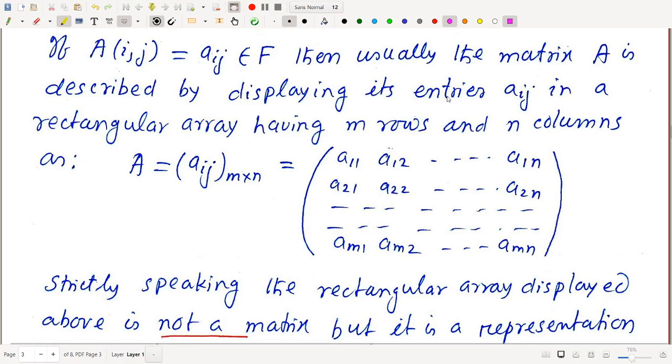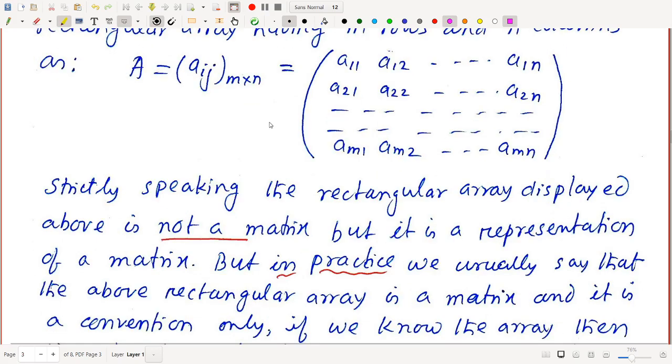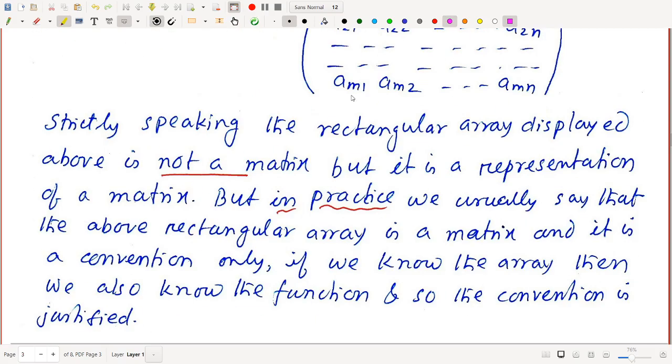The matrix A, that is the function A, is usually represented by displaying its entries in a rectangular array having m rows and n columns, as A equals [a_ij] with suffix m by n. What is that? First row: a11, a12, ..., a1n. Second row: a21, a22, ..., a2n. The first suffix denotes the row, the second suffix denotes the column. Continuing, the last row is am1, am2, ..., amn.